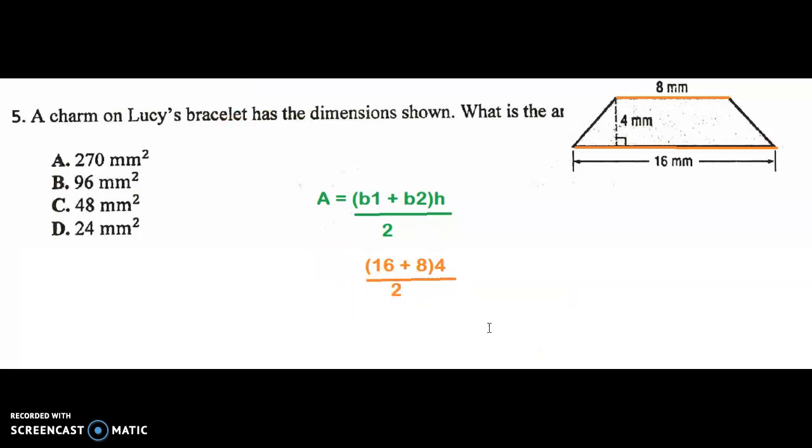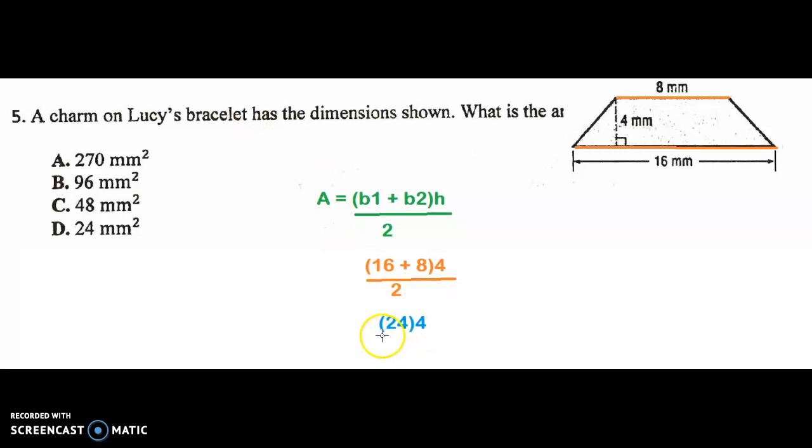Now something you could do, well, I guess I'll show you that after. So let's go ahead and do this. This is order of operations now, right? So I'm going to do 16 plus 8 first. Let me rewrite it in a different color. We'll go blue now. So 16 plus 8, that's going to equal 24. There we go. So 24 times 4, and then I'll divide by 2, right?